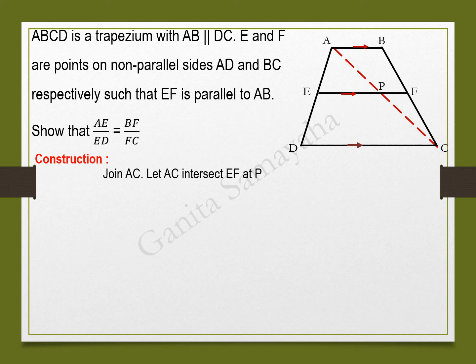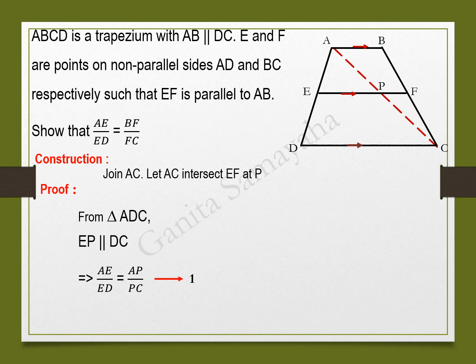Okay. Now, from this triangle ADC, we have EP parallel to DC. Isn't it? We have established that all these lines AB, EF and DC are parallel to each other. So, EP is a part of this EF. So, EP is parallel to DC. Can we use BPT here now? Yes, we can. So, we will apply that. Okay. So, proof. From triangle ADC, EP is parallel to DC. So, AE by ED is equal to AP by PC. Let us call this as equation 1. Okay. Now, we want BF by FC. So, which is the triangle we will consider now? BCA. Is it clear, children? There we have PF parallel to AB. Again, we can write the proportionality using BPT.